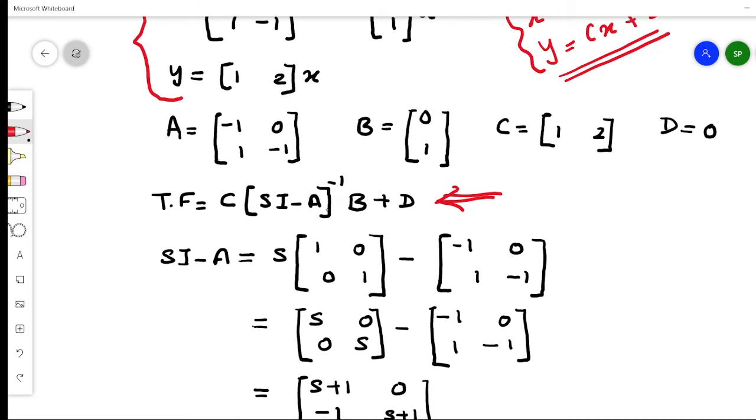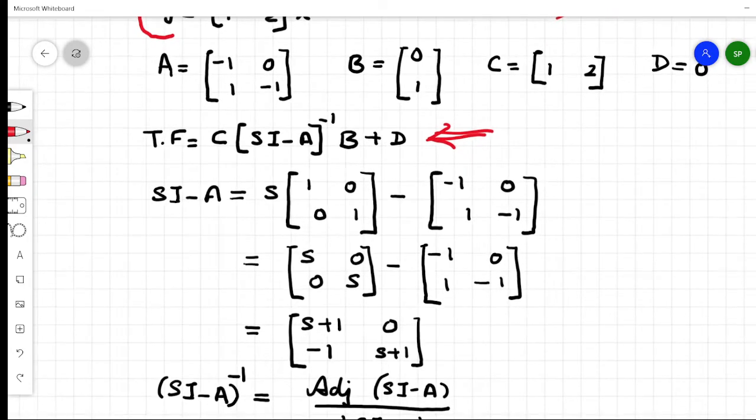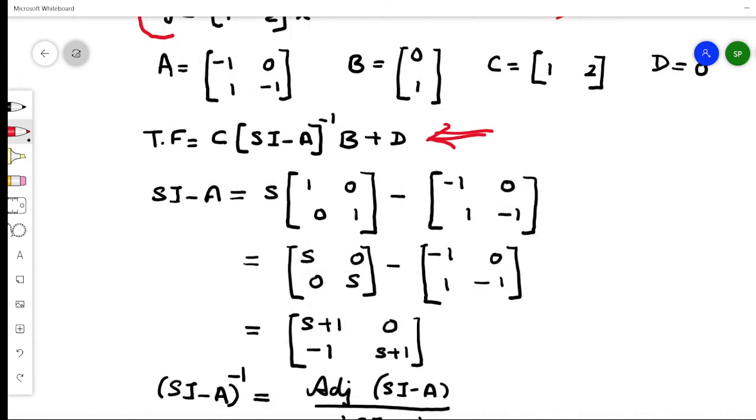So what is this sI minus A? I is the identity matrix, we know. And in the given question, A is a 2 by 2 matrix: [minus 1, 0; 1, minus 1]. Whenever you multiply s with the identity matrix, I should be chosen as the same size as the matrix A. So the size of matrix A is 2 by 2, so the identity matrix will also be 2 by 2. The identity matrix is 1 0 0, 0 1 0, 0 0 1 for 3 by 3, so if it is 2 by 2 then [1, 0; 0, 1].